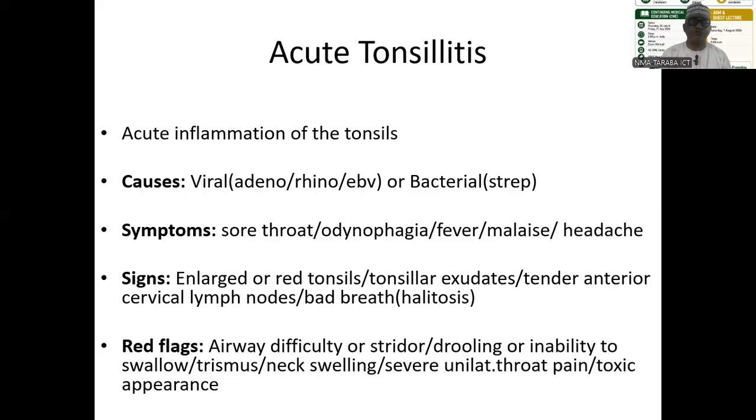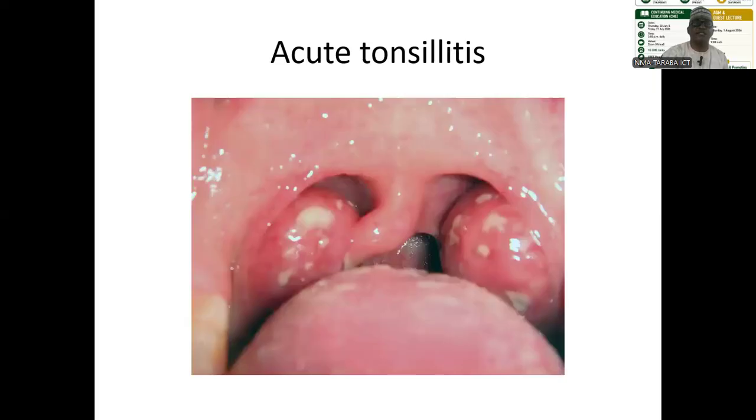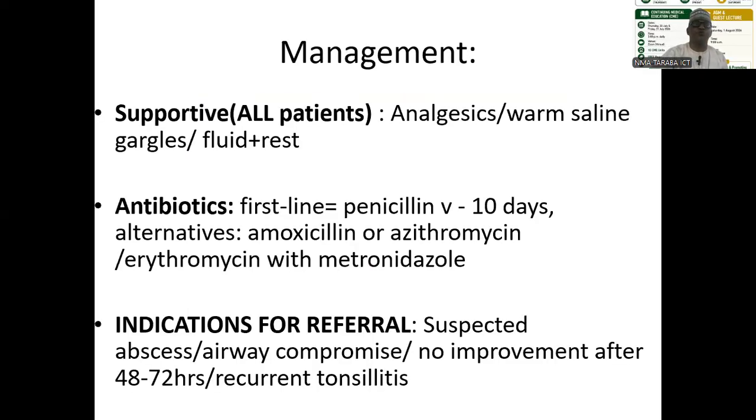The red flags here are that sometimes this patient may have airway difficulties or noisy breathing or drooling of saliva because they cannot swallow. They cannot even open the mouth or close the mouth, or have inability to swallow, trismus, or neck swelling, severe unilateral throat pain. They can be toxic in appearance when they present. When you look into the throat, you see the two tonsils are enlarged, hyperemic, with tonsillar exudate. In fact, the whole oropharynx has been affected. They can present with severe pain, and you need to do something.